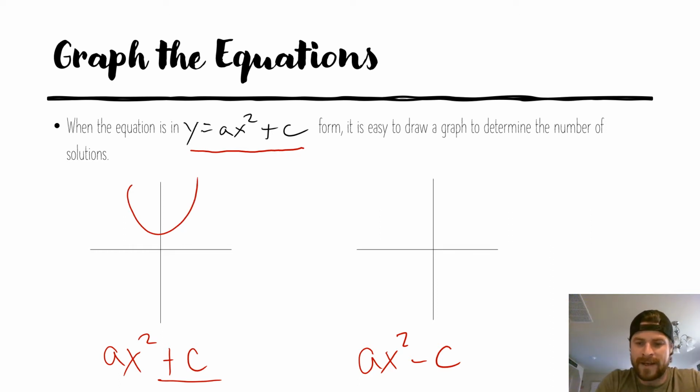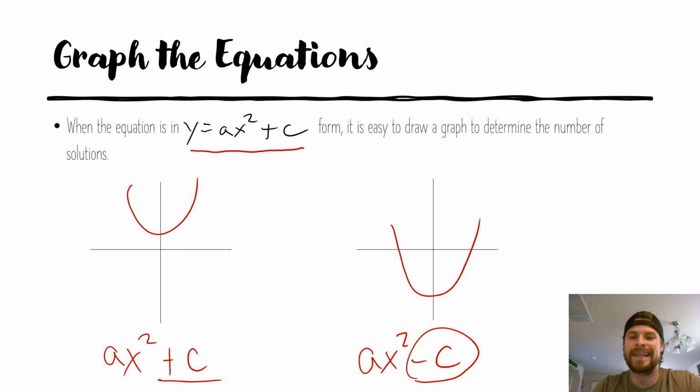Now here where I have negative c, I'm going to be shifting downward, and my vertex would be below the x-axis. So here we're above the x-axis, here we are below the x-axis due to adding or subtracting the constant at the end of the equation. Now that we know that, let's take a peek at what we're looking at in this lesson.